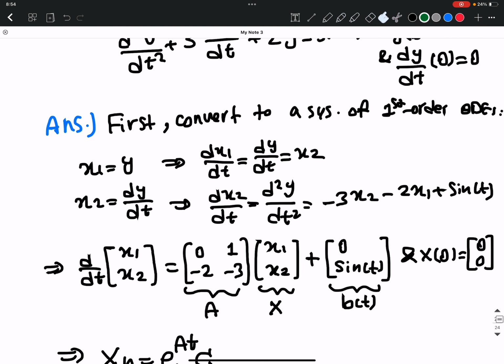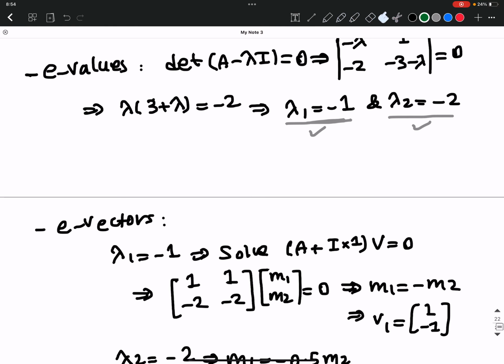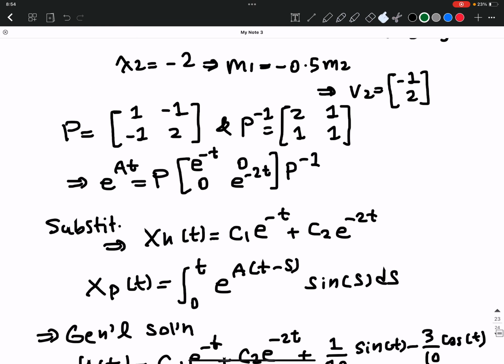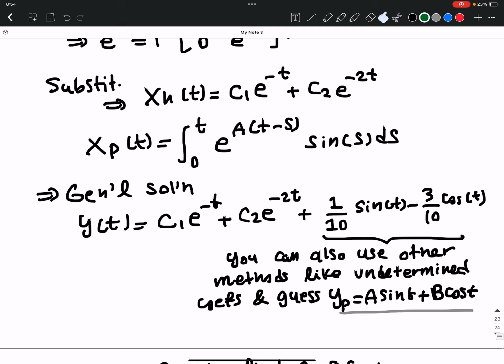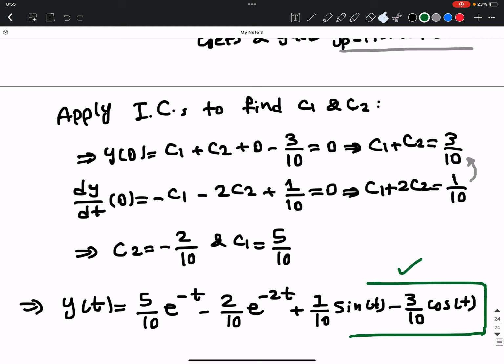We first converted this to a system of first order ODEs. We found the eigenvalues, and we found the eigenvectors. We constituted this solution to give us the homogeneous solution, which gave us C1 times e to the minus t plus C2 times e to the minus 2t. And then for the particular solution, we have to get this integral, or another way you can do it is to use the method of undetermined coefficients and guess a sine. Because the right hand side was a sine function, this should also be a sine function, and then we apply the initial conditions to get the final solution.